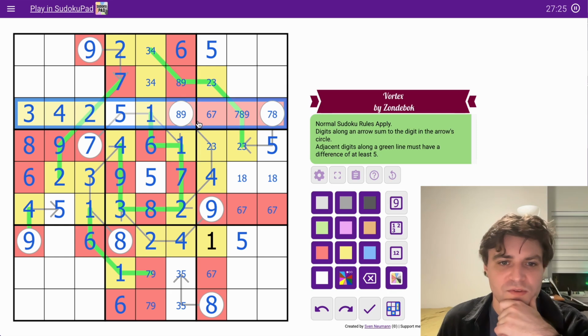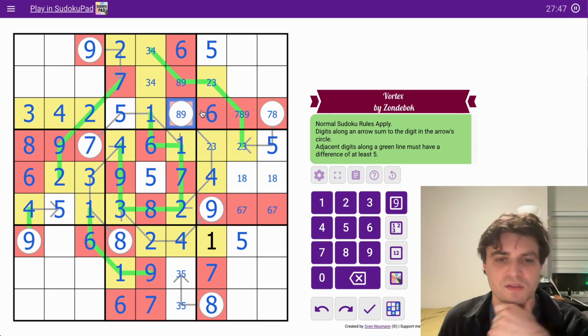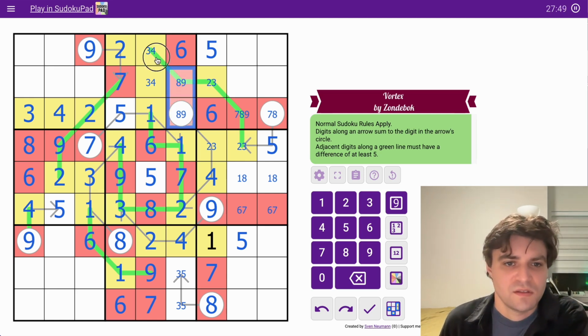How about this? In this row, there's only one place for a 6. It's you. You must be a 6. And now that means that you must be a 7. Now that means that you must be a 9 and you must be a 7. So we know that. Now this is 7, 8, or 9. Okay, so this all works. These two are paired. These two are paired.